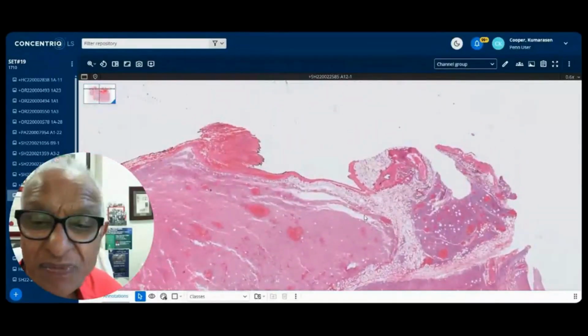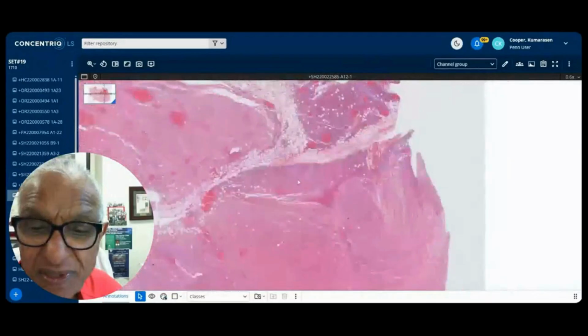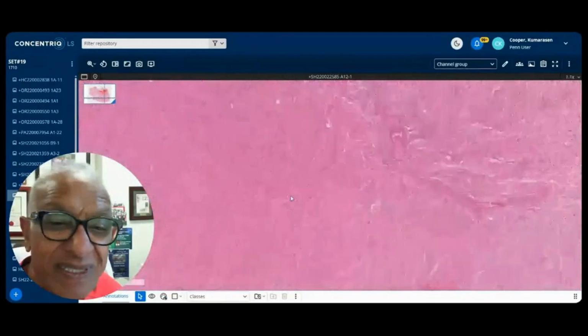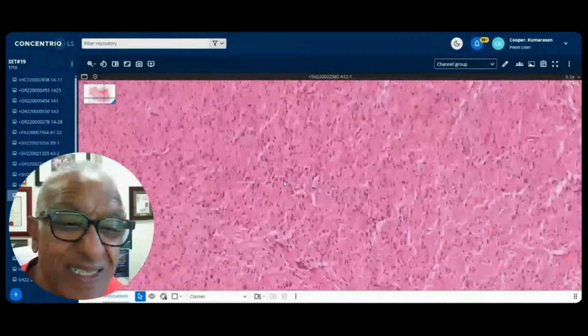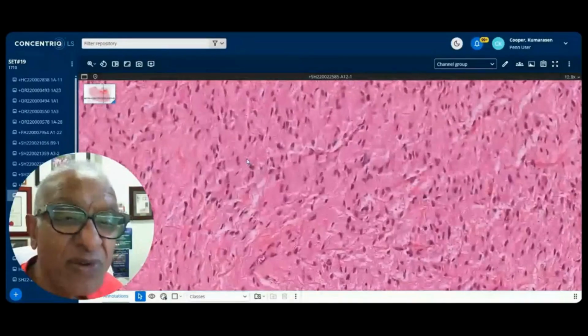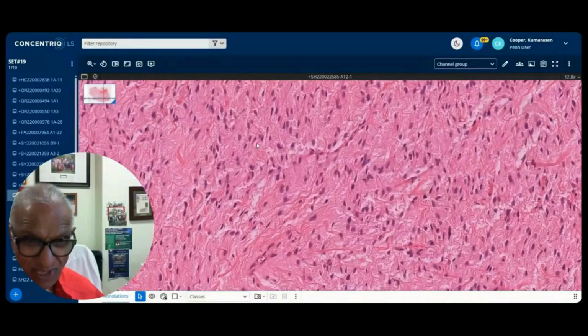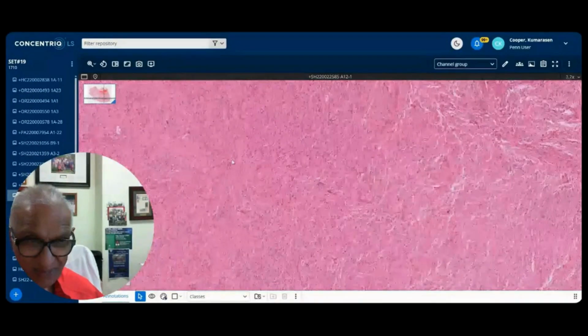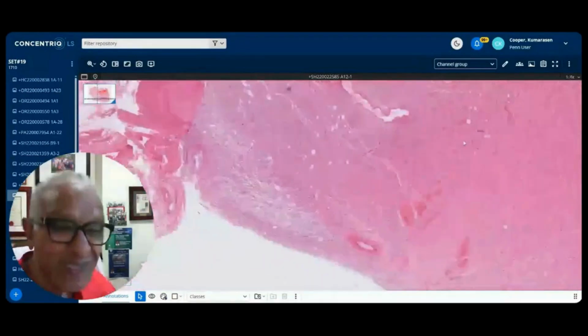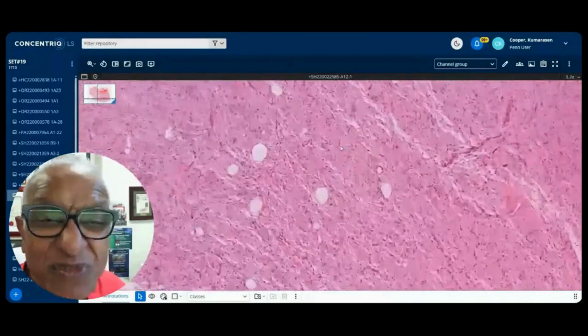some of the, this whole thing has a similar morphology. Yeah, there's a little more sclerosis here. And there's more fat here.